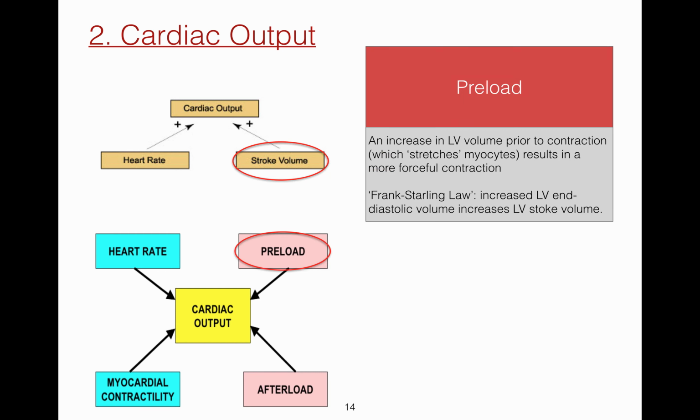Another factor that influences stroke volume is preload. Preload refers to the blood volume in the LV prior to contraction. Normally, an increase in volume prior to contraction, which stretches the myocytes, results in a more forceful contraction. This is in keeping with the Frank-Starling law that states that increased LV end diastolic volume increases LV stroke volume.